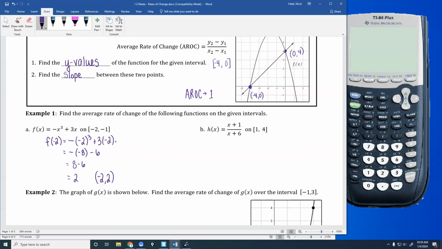We got negative 1, so we're going to do the same thing with our negative 1. f of negative 1 is going to be negative 1 to the third power plus 3 times negative 1. And so that negative stays there. Negative 1 to the third is negative 1, minus 3. So that is going to be positive 1 minus 3. So I'll get negative 2. So for this one, I plugged in negative 1. That was my x coordinate. I got out negative 2. That's my y coordinate.